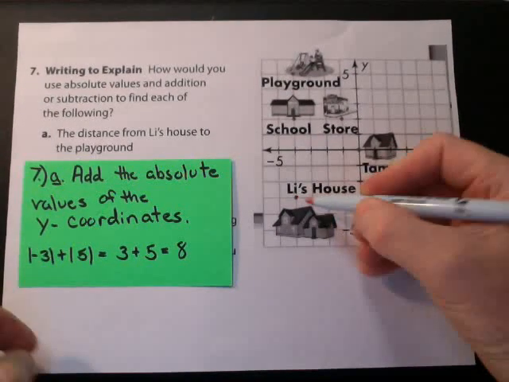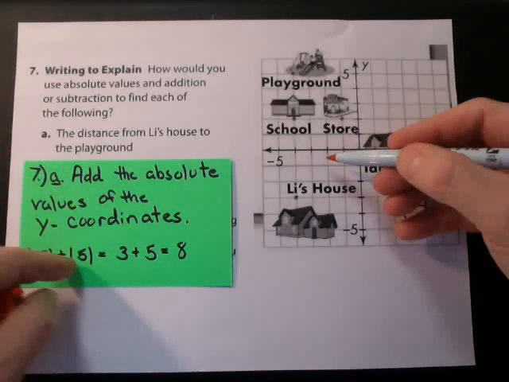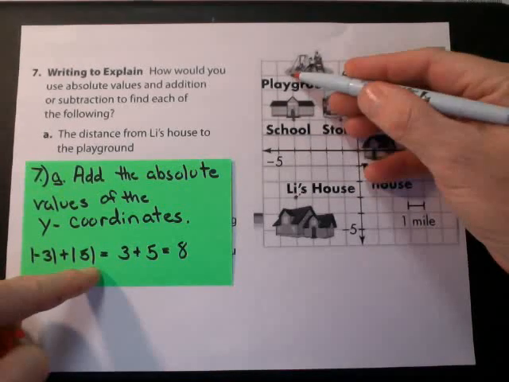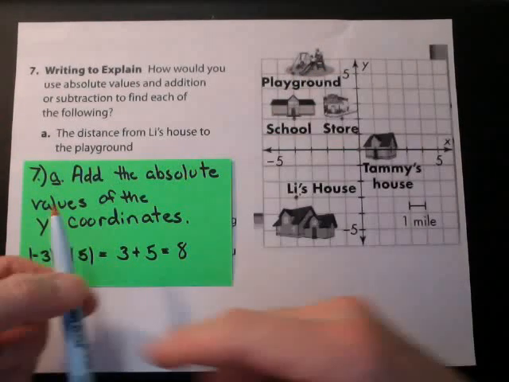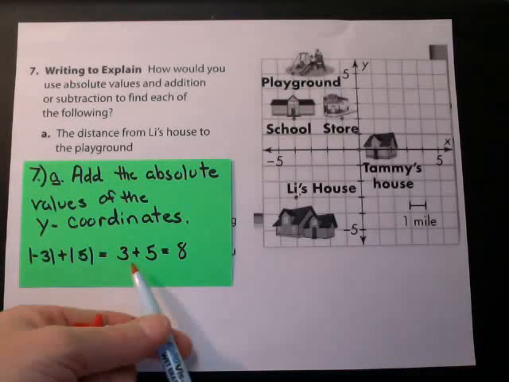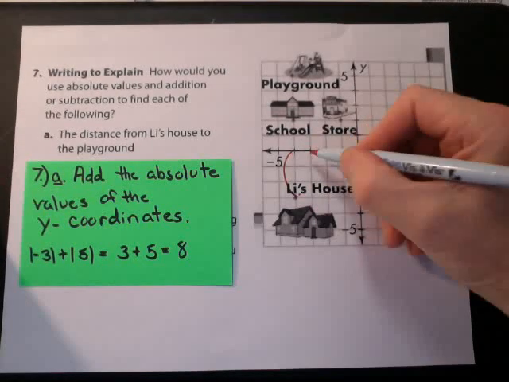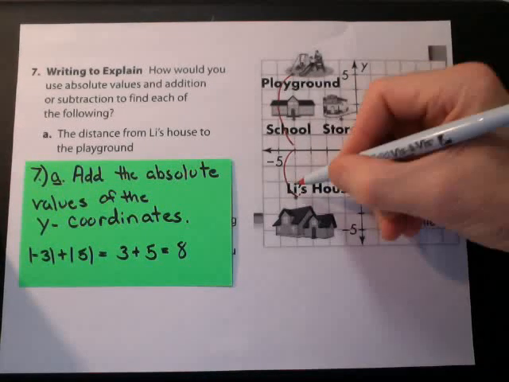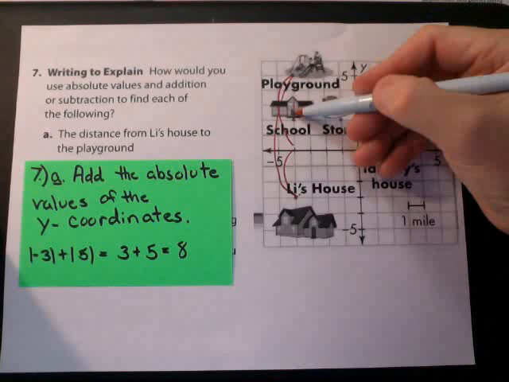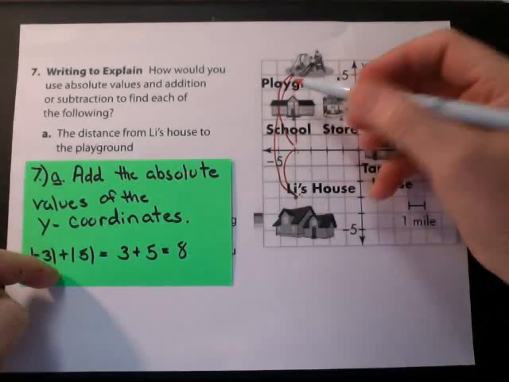Because when you look at Lee's house, it is all the way over, and you would see that you have the absolute value of negative 3, and then you're going to the playground, which is way up here, that's an absolute value of 5. So the values that you're working with are the absolute value of negative 3 and the absolute value of 5. In other words, it would be 3 plus 5. So to answer number 7, you're going to do this absolute value plus that absolute value. They are crossing the axis, so you're going to add the absolute values. They are on the same negative 4, so you would use the absolute values from there to there.